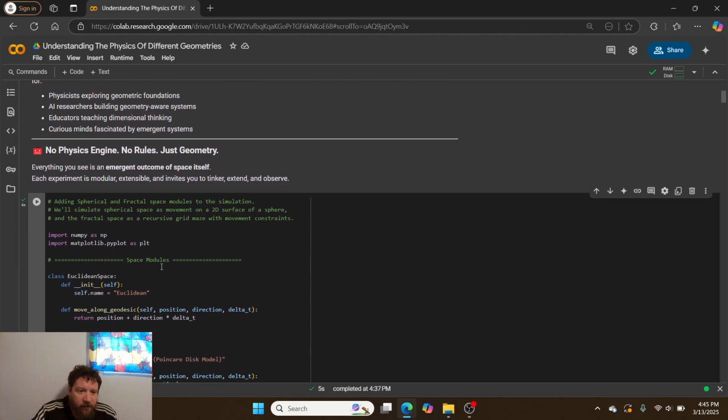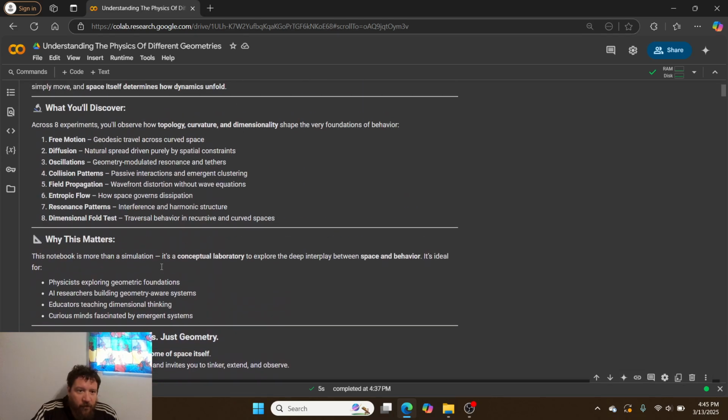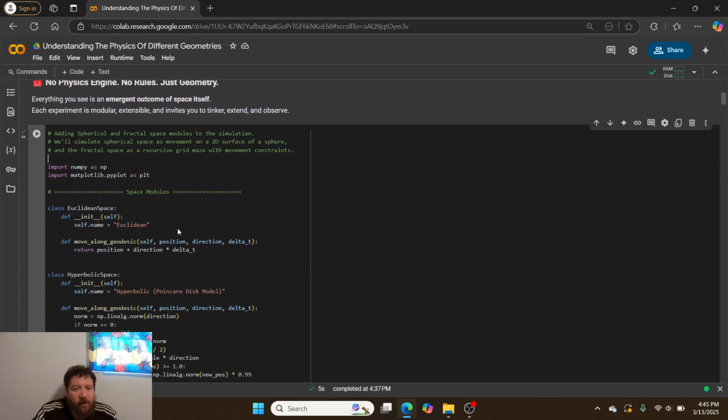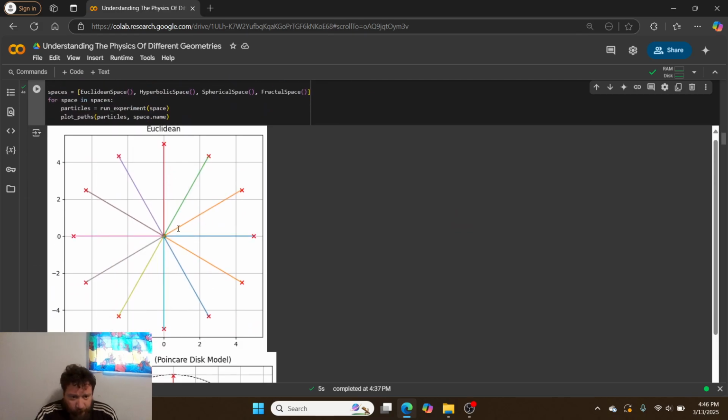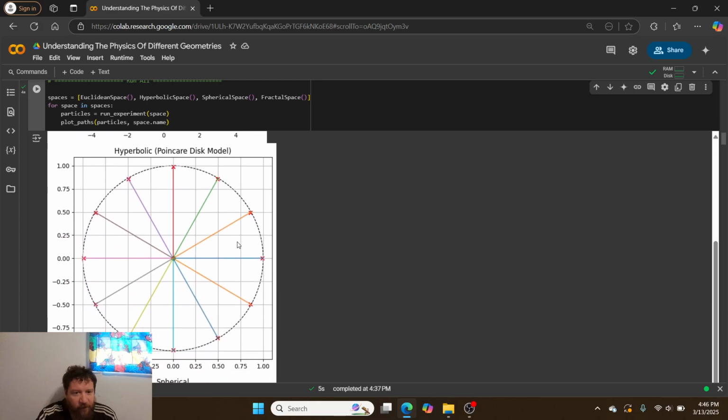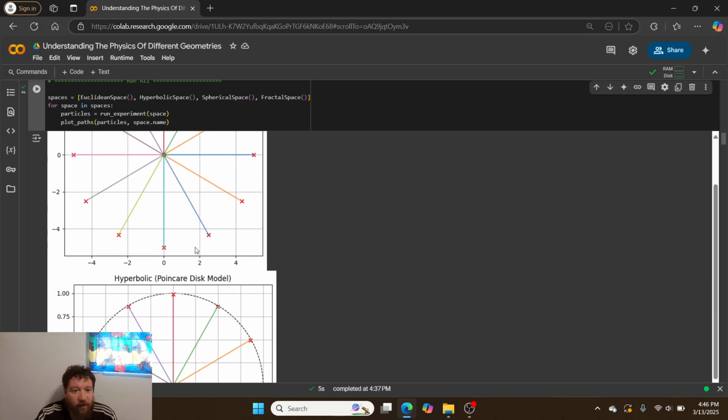Experiment number 1 is a free motion experiment where geodesics travel across the curved space. Here is first Euclidean, and notice the scale here. It's going up to 4 and 4.5, right? Which is different than the scale of our hyperbolic space.